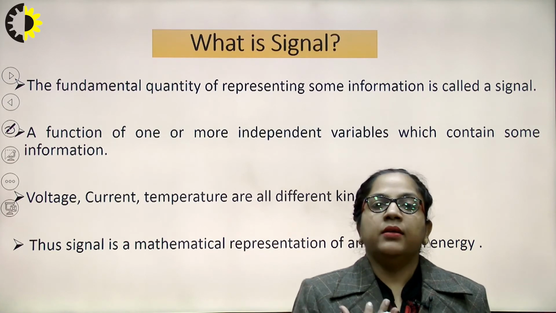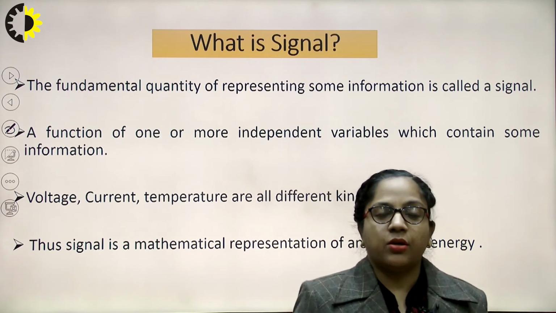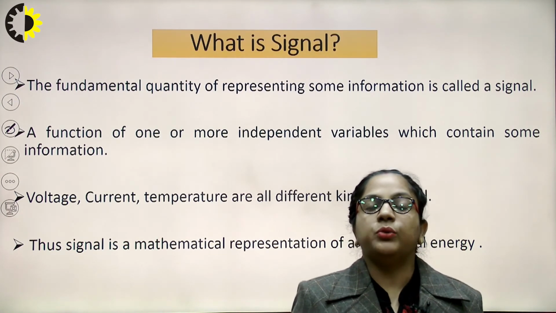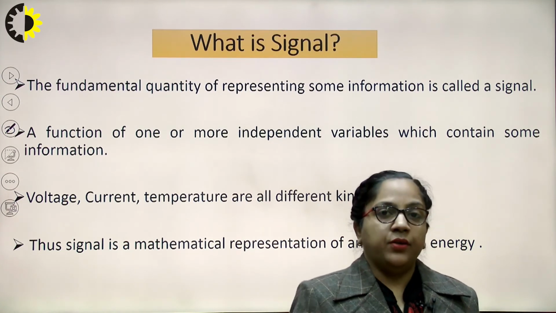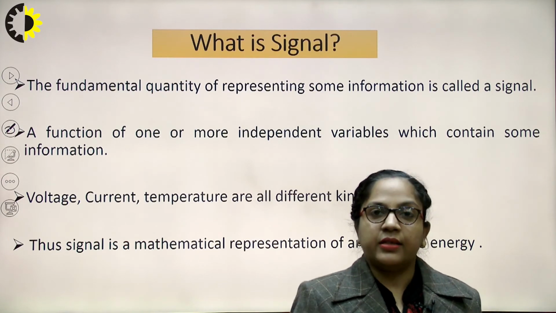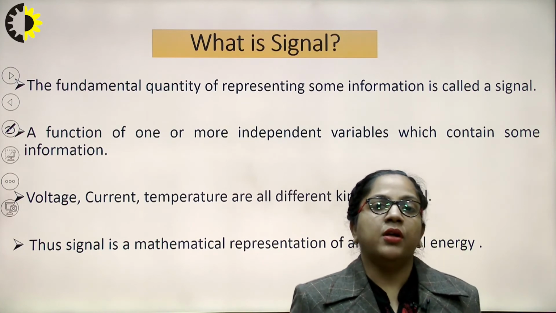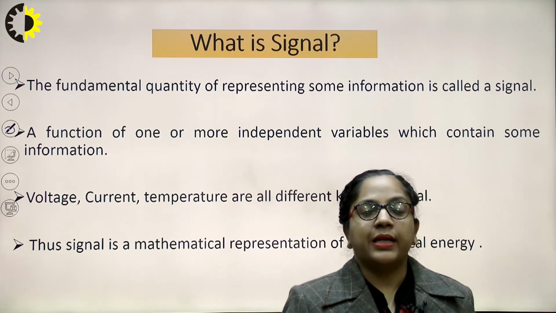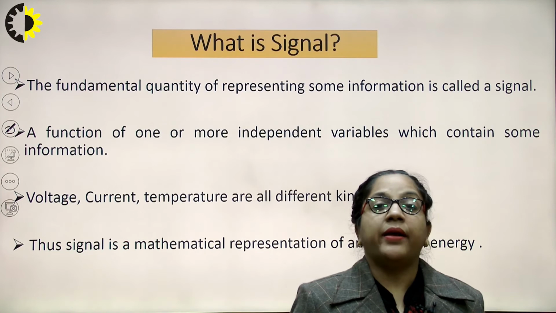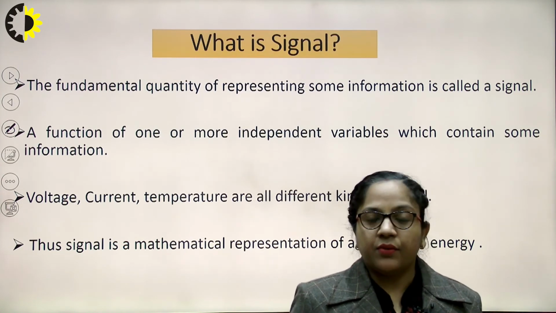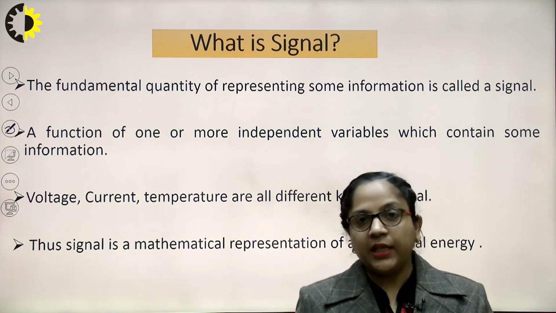But I need some mathematical representation of those quantities, of those physical signals, so that I can do the analysis of the information that I am sending from source to destination. While receiving the information at the destination, I need to extract the useful information from the information and added noise. So, I need signal to represent my information. So, how can we define signal? It is a mathematical representation of the information.